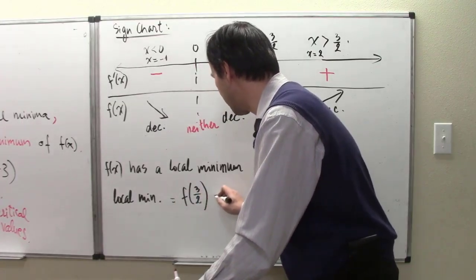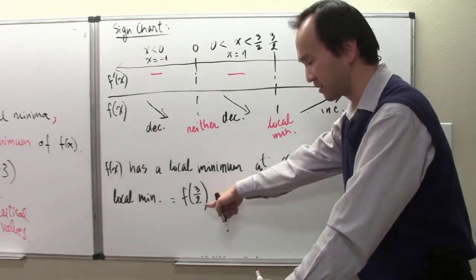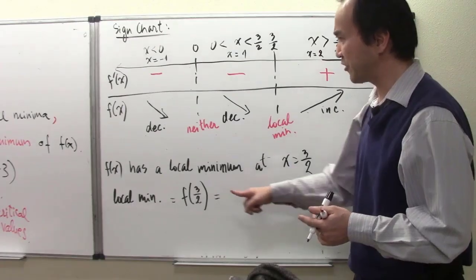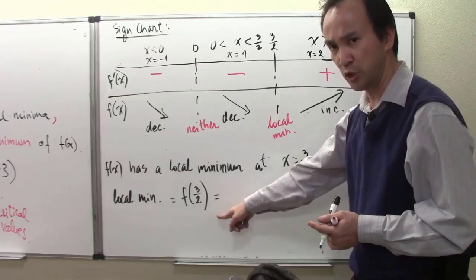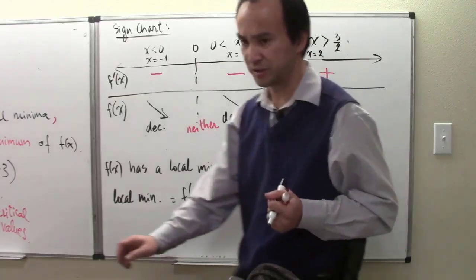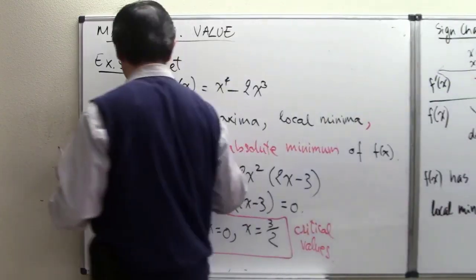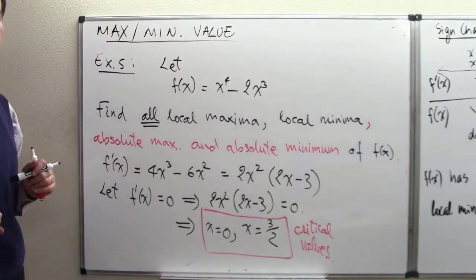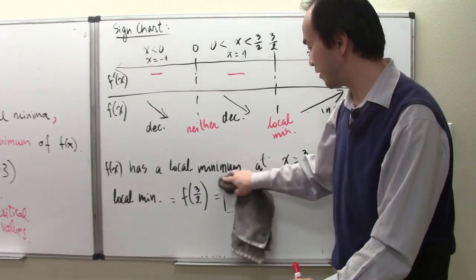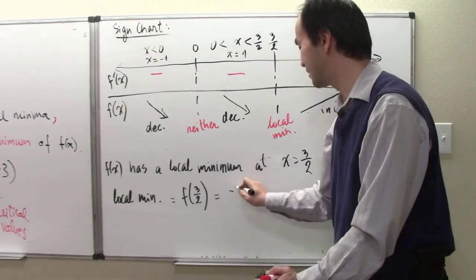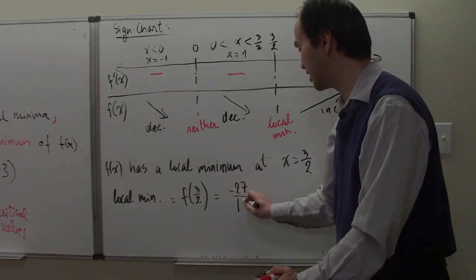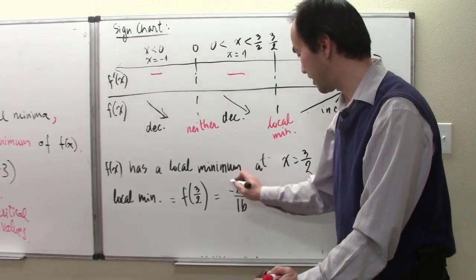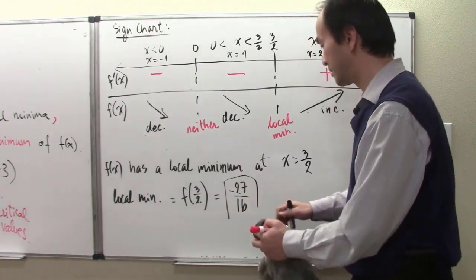So what did that give me? Go ahead and do the calculation for me. Our function was x to the 4th minus 2x cubed. You guys had that written down on your notes, right? Yep, that was our function right here. So go ahead and substitute 3/2 into the function and get that calculated for me. Right here, negative 27 over 16. Okay, so negative 27 over 16 is our local minimum.